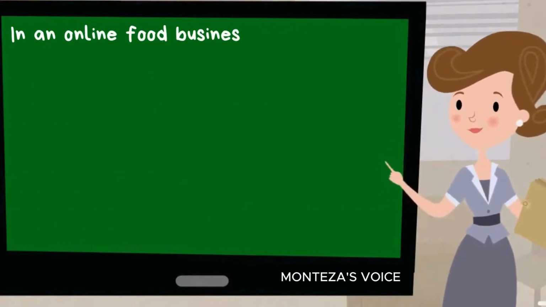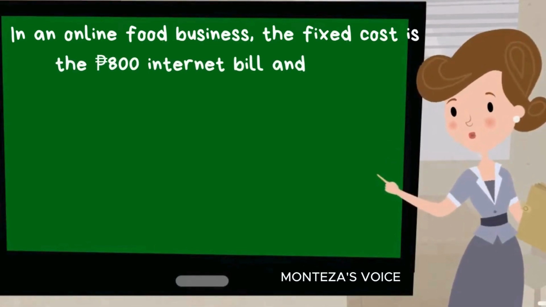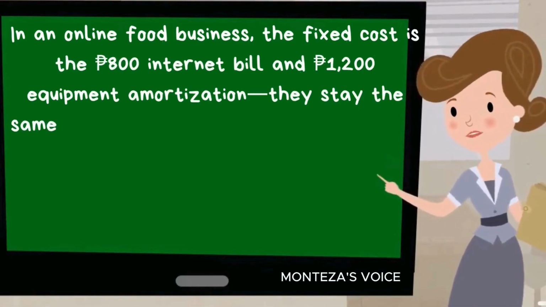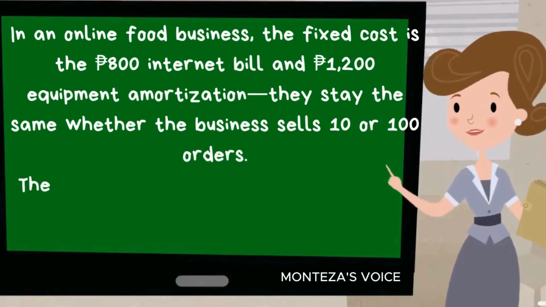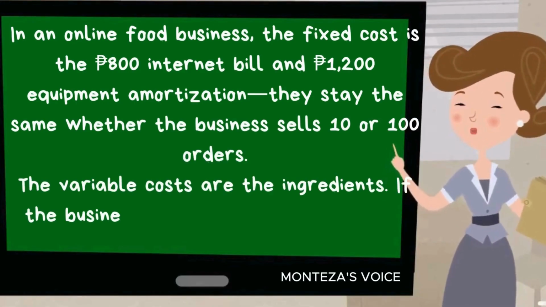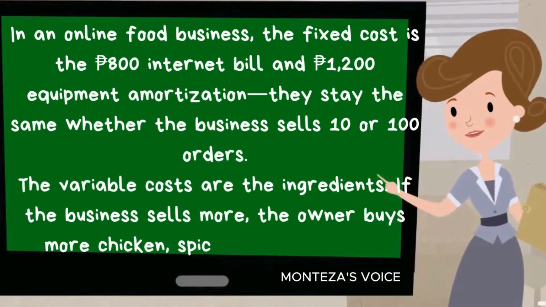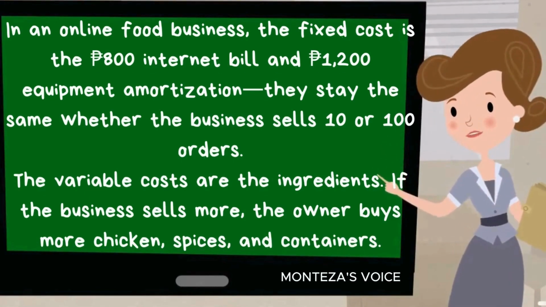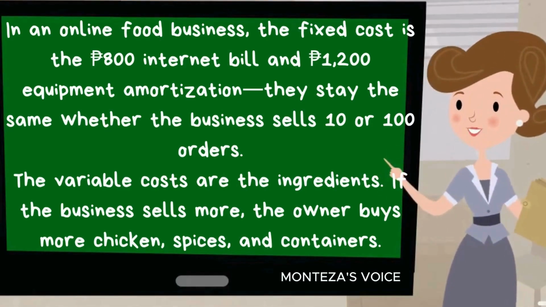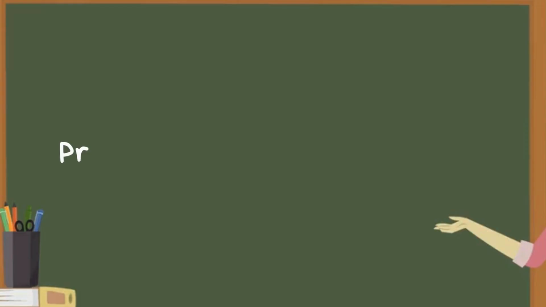Example, let's imagine an online food business. The fixed costs are the 800 pesos internet bill and 1,200 equipment amortization. They stay the same whether the business sells 10 or 100 orders. They do not change because they are necessary expenses to keep the business running. The variable costs are the ingredients. If the business sells more, the owner buys more chicken, spices, and containers. So as production increases, the variable cost also increases.